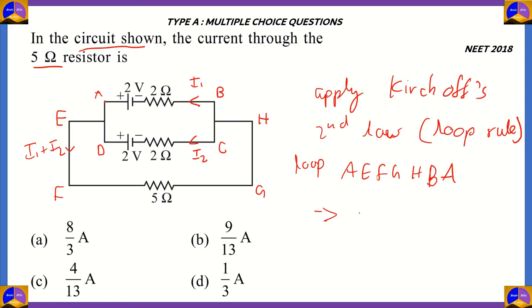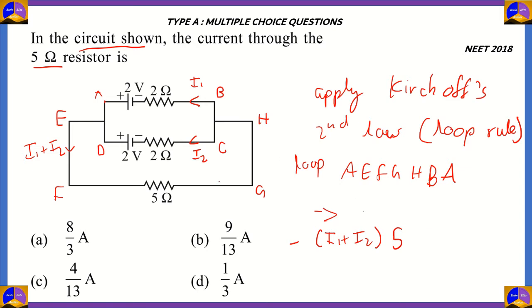So now, as you can see, when you take the loop A, E, F, G, H, B, A, the current that is I1 plus I2 is first passing through a 5 ohm resistor. So when current is passing through a resistance, some EMF is lost. So we have a decrement in voltage. So therefore, in loop A, E, F, G, H, B, A, you will have minus of I1 plus I2 times the resistance, that is 5 ohms.